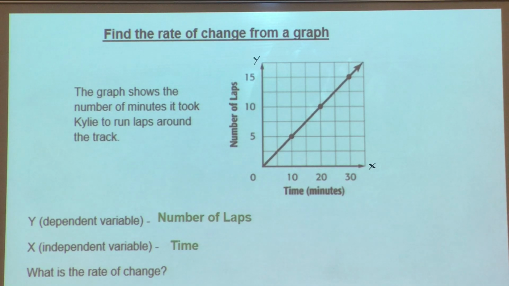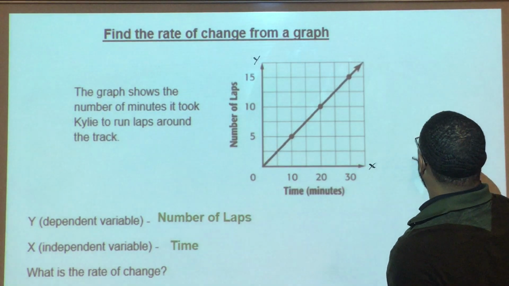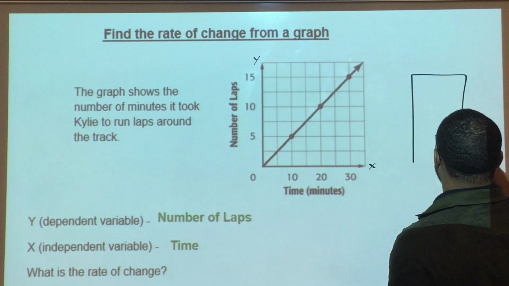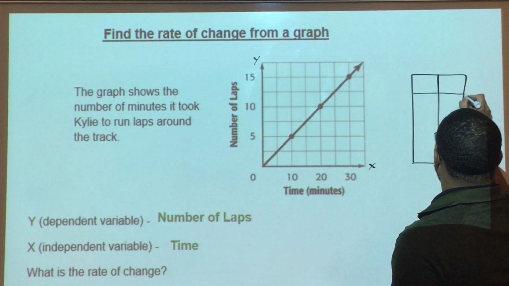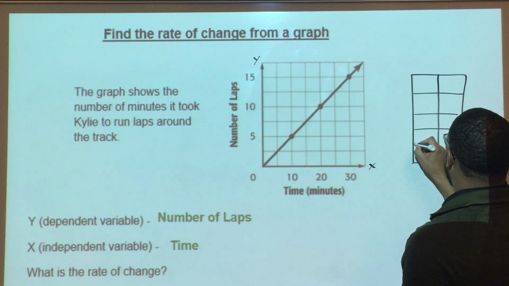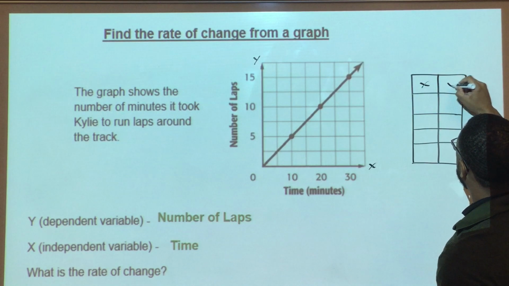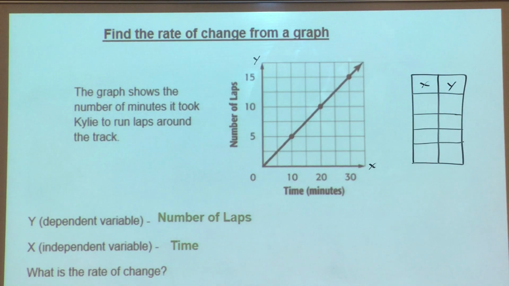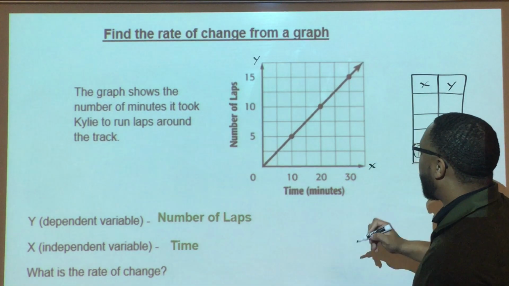So let's figure out the rate of change. Now, they didn't give me a table, but what we're going to do is we're going to use this graph to make a table. And it doesn't have to be perfect, doesn't have to be pretty, just have to be able to understand it. So I'm just gonna make a few sections here, and I may not use every single one. This is gonna be my X and this is my Y. So now I just need to find some points that I can clearly see on this table. And I'm just gonna use the ones that they've already highlighted.